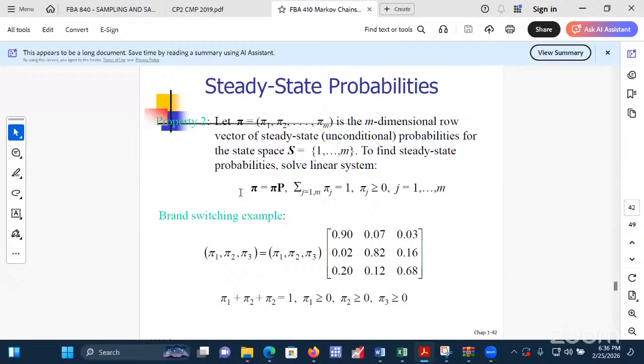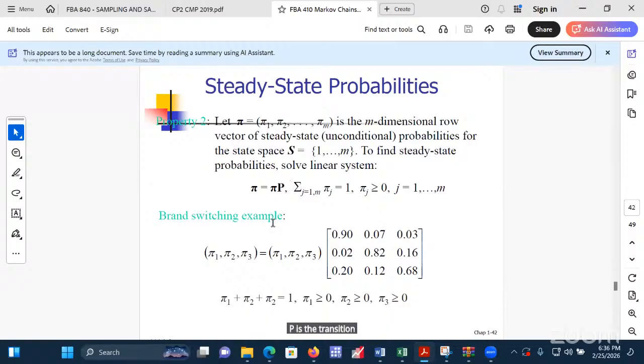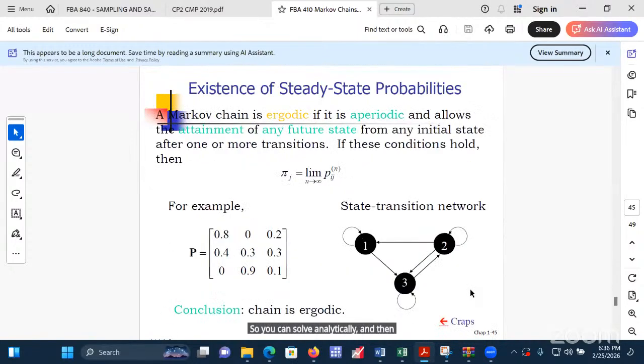The pi are the limiting distribution, or limiting probabilities, that you are looking for. P is the transition probability that you have been given. So you are looking for that pi that, when you multiply with P, you end up getting pi. So you can solve analytically, and then you get your result.